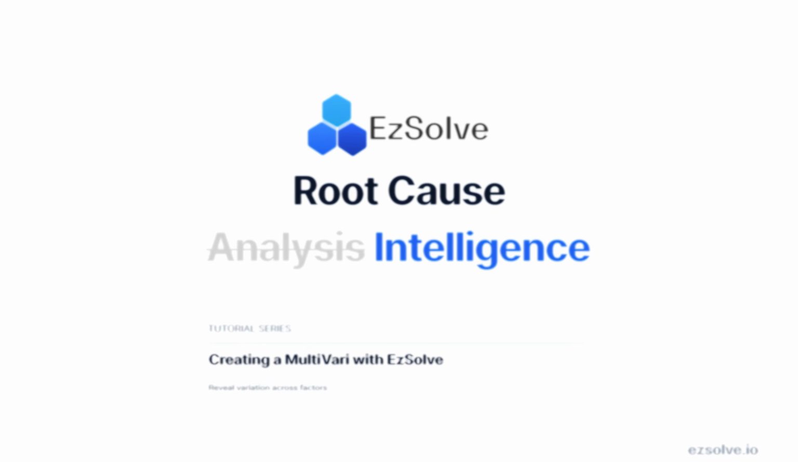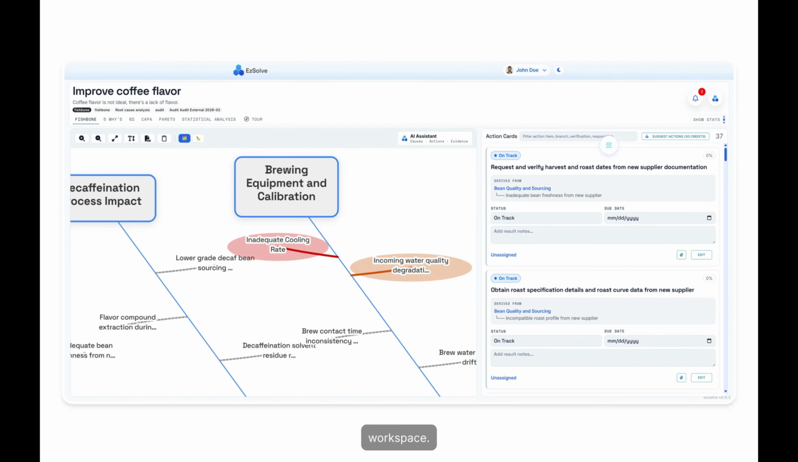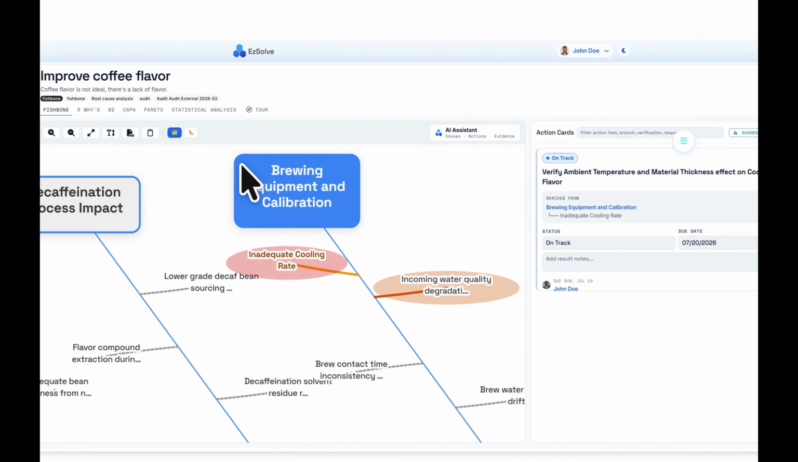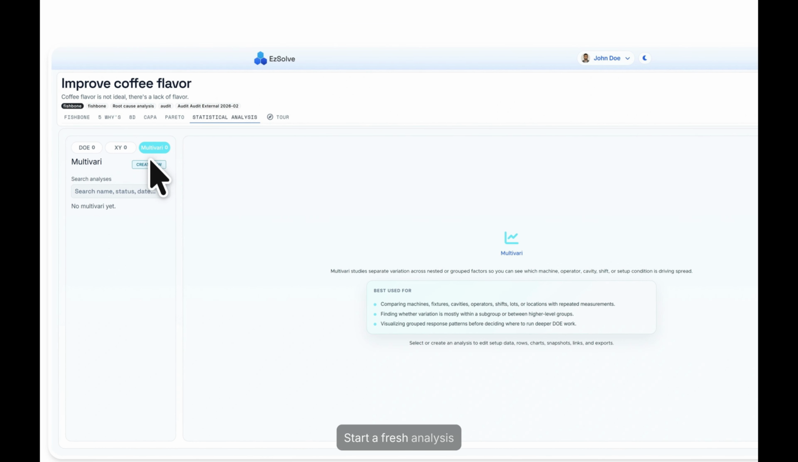Let's set up a statistical analysis in EzSolve, starting by opening the investigation workspace. Select the branch related to brewing equipment and calibration. Open the Statistical Analysis section for this investigation. Start a fresh analysis by clicking Create a new analysis.